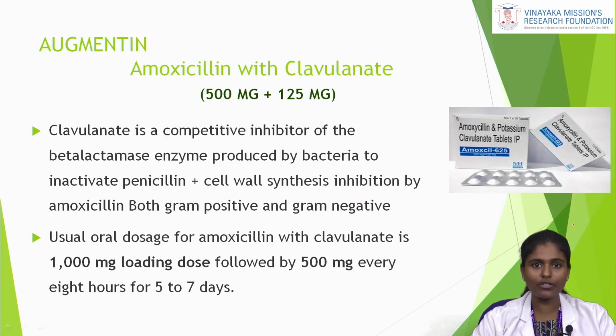Augmentin, this is a combination of amoxicillin and clavulanate, which carries amoxicillin 500 mg and clavulanate 125 mg. Clavulanate is a competitive inhibitor of the beta-lactamase enzyme produced by the bacteria to inactivate penicillin, plus cell wall synthesis inhibition by amoxicillin for both gram-positive and gram-negative organisms. The usual oral dosage is a 1 gram loading dose followed by 500 mg every 8 hours for 5 to 7 days.